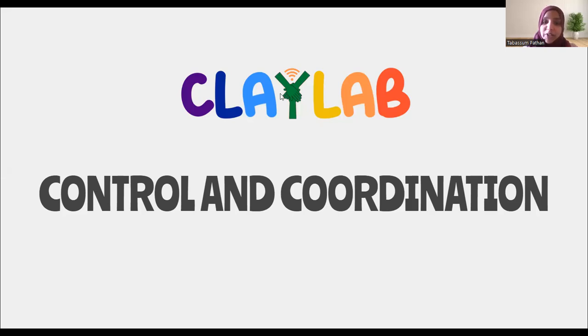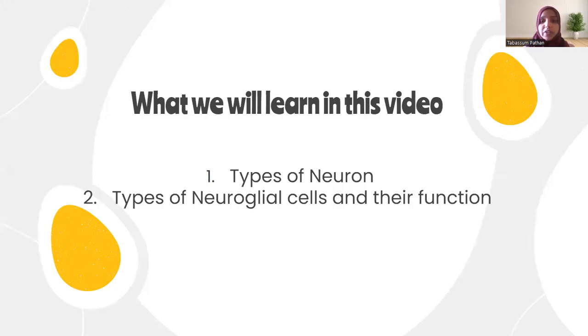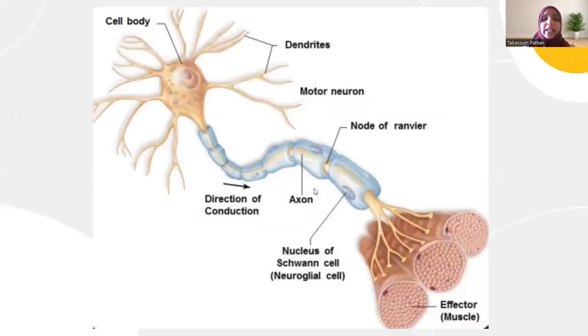So, welcome to another video of control and coordination. We have started this chapter, which is chapter number 9 for Maharashtra board students. In the previous video, we were talking about the structure of the neuron. Now, in this video, we will be covering the different types of neuron and the supporting neuroglial cells or the glia cells. What are the different types of the glial cells that surround the neuron and help in their functional activities? So let's begin.